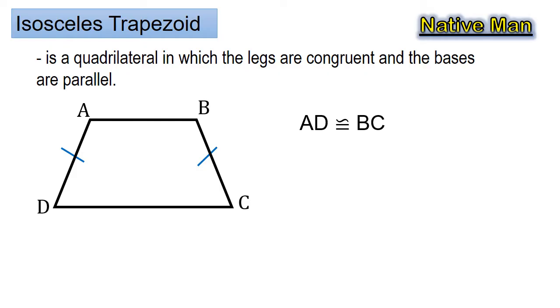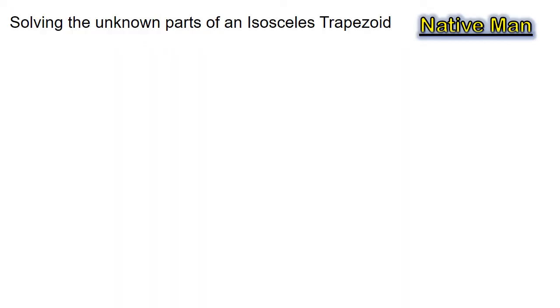How about the bases are parallel? So, AB and DC are the bases. So, kung sila ay base at isosceles trapezoid sila, they should be parallel. So, in symbol, AB is parallel to DC. Okay, in solving the unknown parts of an isosceles trapezoid, we should know all the properties of an isosceles trapezoid. There are only 3 properties for isosceles trapezoid.